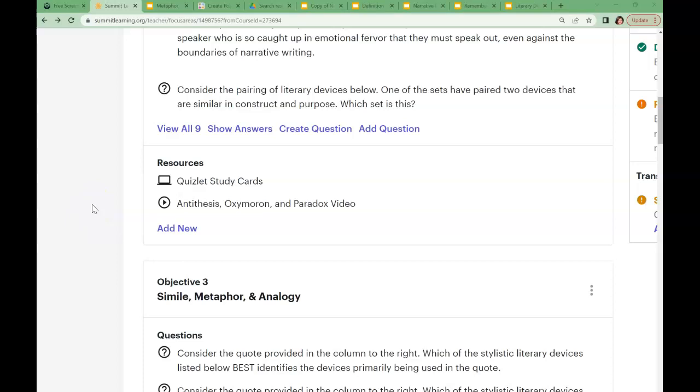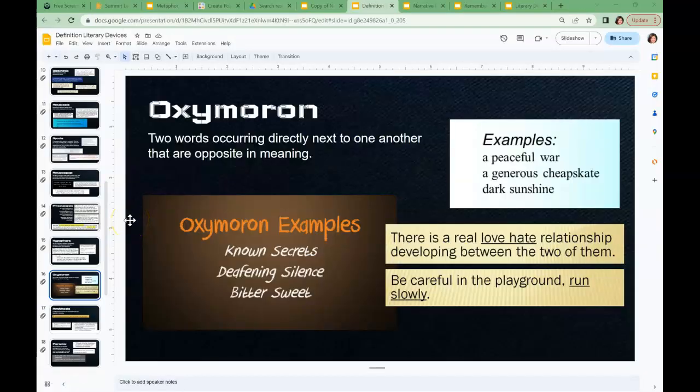So the first set of terms we're going to look at are antithesis, oxymoron, and paradox. So let's dive in. What you're going to notice about all three of these is that all of these use either contrasting words or concepts that seem like opposites, that seem impossible together. And yet when they come together, it creates a greater meaning that we haven't thought of before.